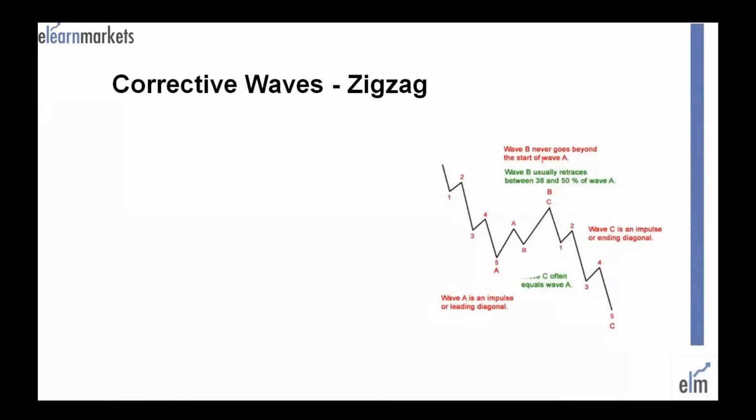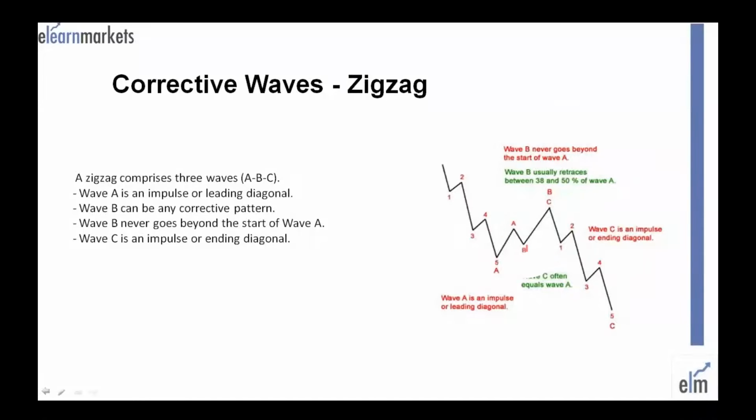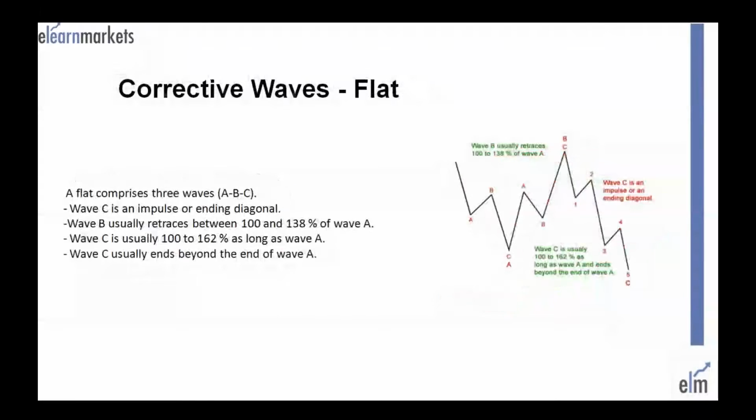Coming to corrective waves, discussing zigzags. Now zigzags, we've discussed the simple zigzag and the complex zigzag comprising of double or triple zigzags. A zigzag comprises 3 waves A, B, C with a breakup of 5, 3 and 5 waves. Wave A is an impulse or a leading diagonal. Wave B can be any corrective pattern. Wave B never goes beyond the start of wave A, which is a compulsory criteria for a zigzag pattern, and the wave C is an impulse or an ending diagonal.